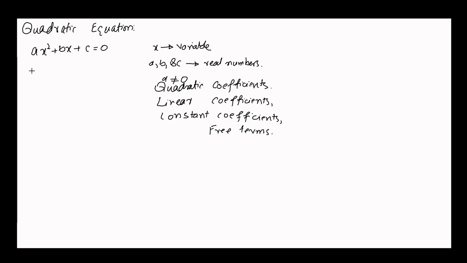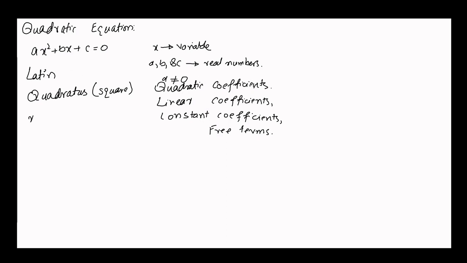The quadratic equation gets its name from a Latin word quadratus, which means square. So the highest exponent a variable can get in this equation is 2.